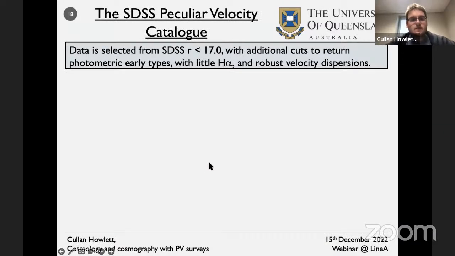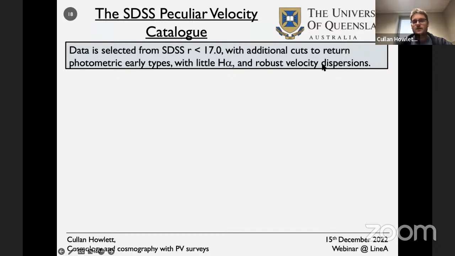Okay, so how do we build this catalog? We first select some data from SDSS with an r-band magnitude limit. It is very important that you know the r-band magnitude limit well to correct for selection function biases that can arise in the peculiar velocity measurements. We then also apply additional cuts to make sure we're definitely getting early-type galaxies or ellipticals. We verify they don't have any active star formation so they can sit on the fundamental plane nicely, and that we're accurately able to measure their velocity dispersions, which go into the fundamental plane, from the spectrum.